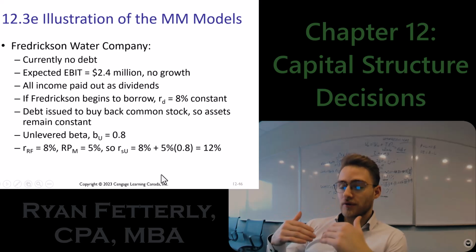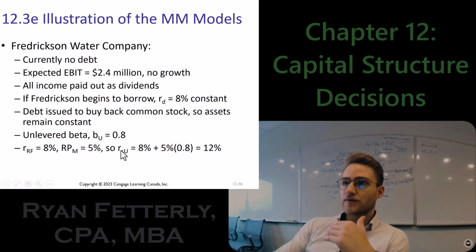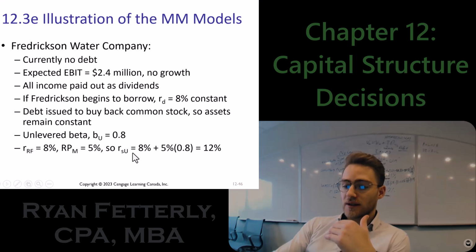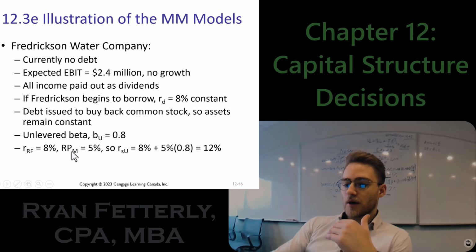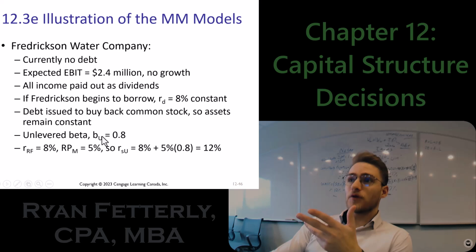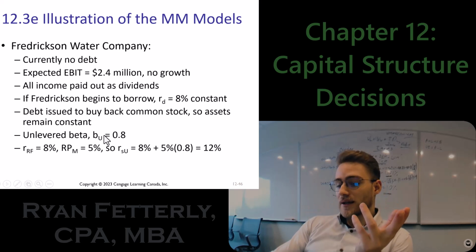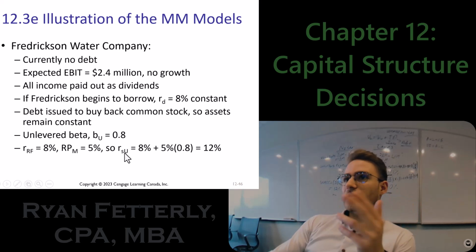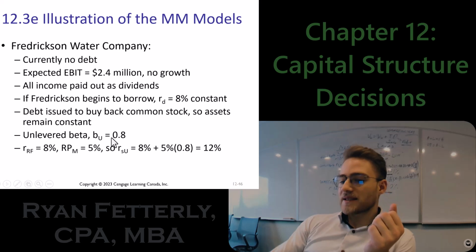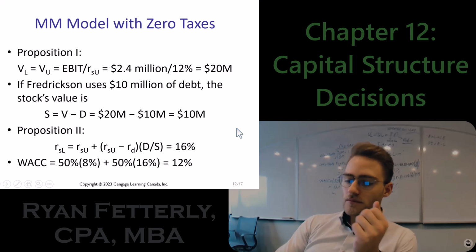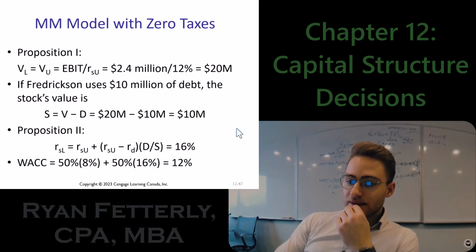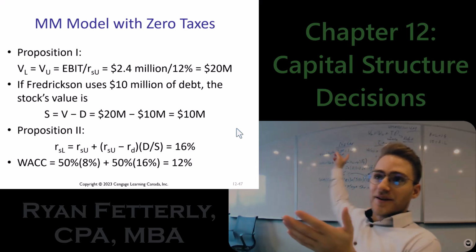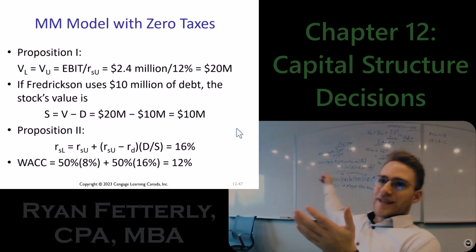My unlevered required return for my shareholders, RS stands for required return for shareholders, U stands for unlevered, is equal to that 8% risk-free rate plus the 5% market premium multiplied by my unlevered beta. If I had my levered beta, I could calculate my required return for a levered stock. But this is specifically unlevered, so I use my unlevered beta to calculate my unlevered return. This is the exact example that we just did, so you're going to notice that all the numbers line up.